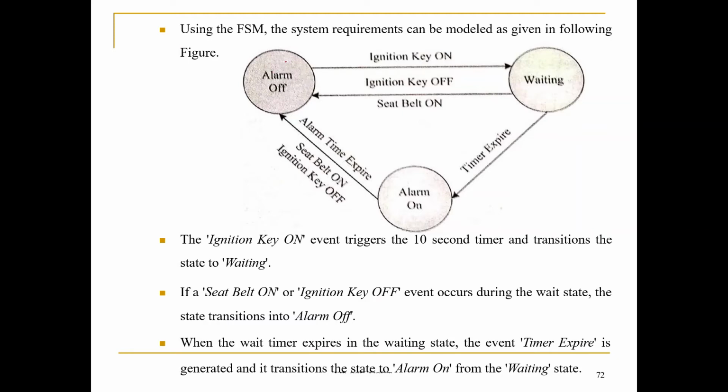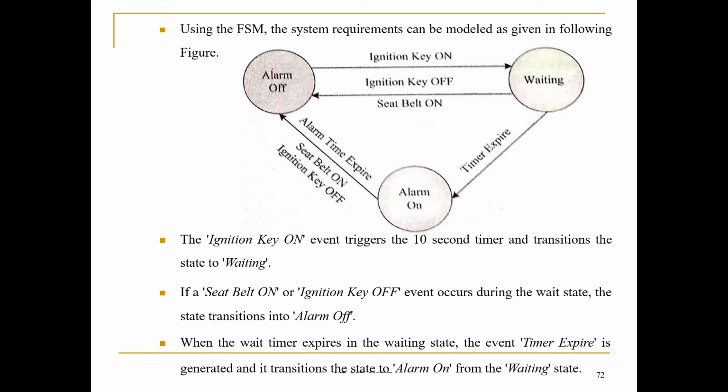Alarm off is one state, waiting is one more state, alarm on is one more state. And the events that are happening: your alarm is off, you turn on the ignition key. Once you turn on the ignition key, the system will wait for 5 seconds. After waiting for 5 seconds, it will turn on the alarm. As soon as the timer expires, the alarm will be turned on, and the alarm will be on until the alarm time expires. Once the alarm time expires, your alarm will go off.